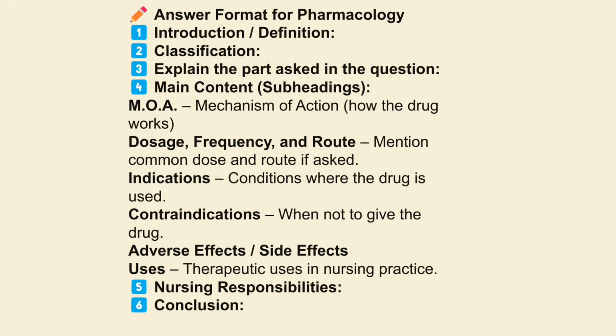After that, write the mechanism of action. If they are mentioning any drug, we need to write a mechanism of action for the drug, and dose, frequency and route. After that, indications, contraindications, adverse effects. After that, side effects or adverse effects are the same. Then uses, nursing responsibility, conclusion. This is the format for 15 mark, 5 mark questions if the question is related to drugs.